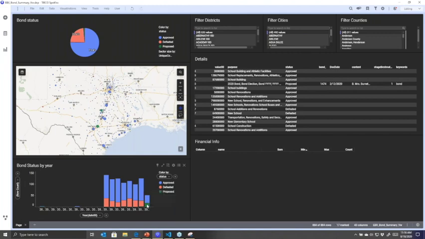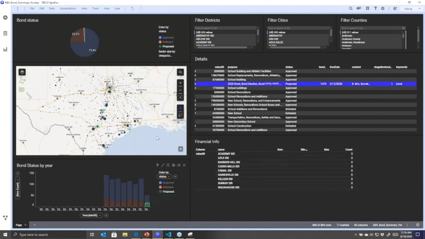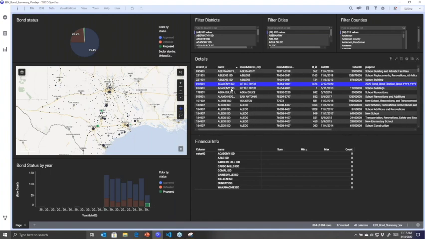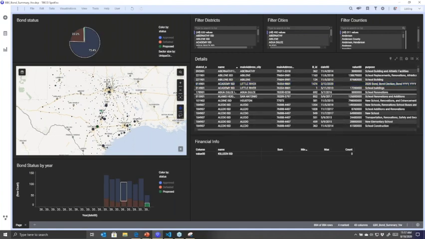If I drill into the proposed ones for a moment, you can see that this changes, right? So the graph changes and shows us which are proposed. It shows us that there's various proposed here, one in Academy ISD that's proposed, showing all the ones proposed. There's some down here for Academy, Azle, various others. I'm going to drill into this one in Killeen and take a look at Killeen ISD.